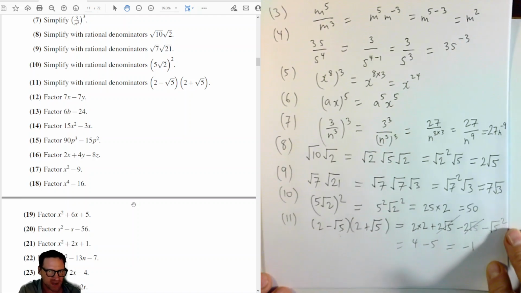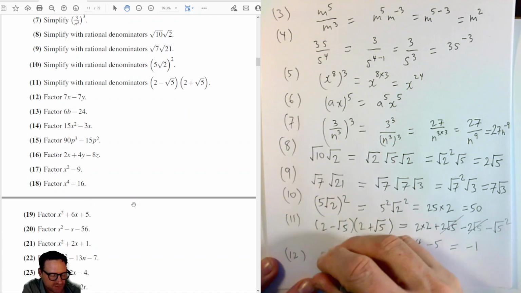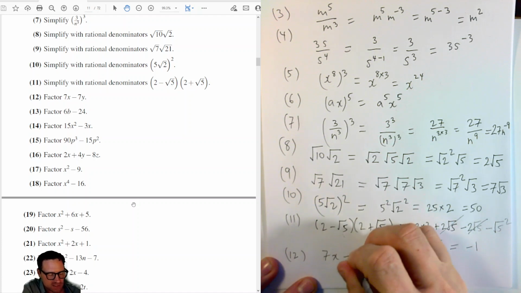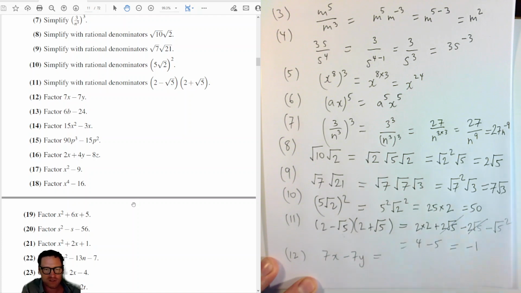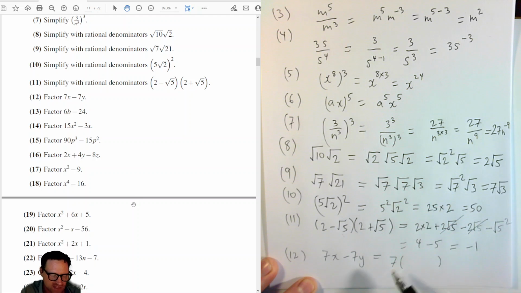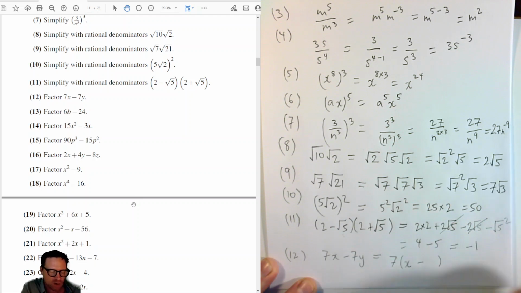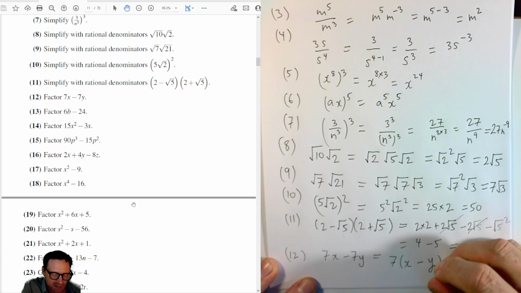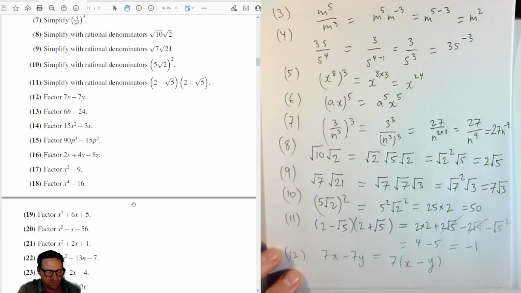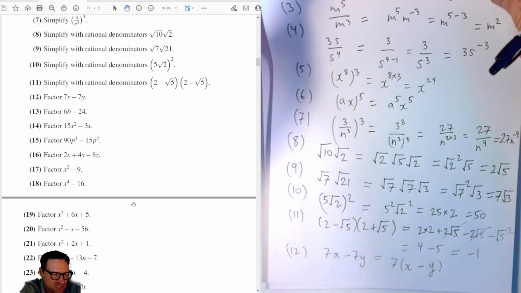Okay, let's move on to factorization. So question 12. Factor 7x minus 7y. Okay, what's common here? There's a common 7. So we pull that out, and then we put in brackets what remains when we divide each of these terms by 7. 7x divided by 7 is x, minus 7y divided by 7 is minus y, and so there's the factorized form. All right, let's move on to question 13.